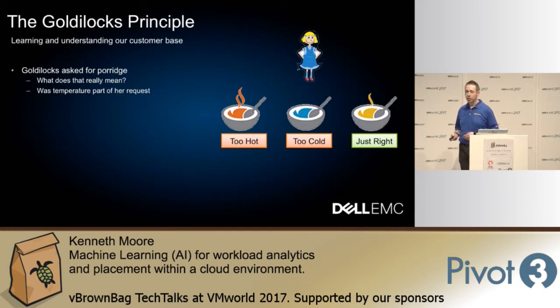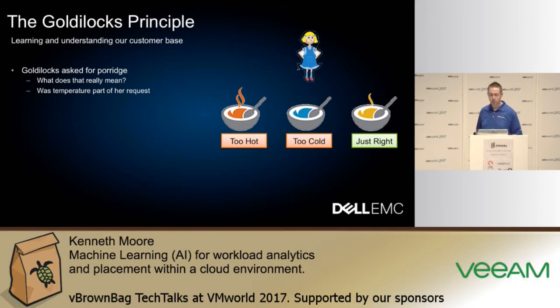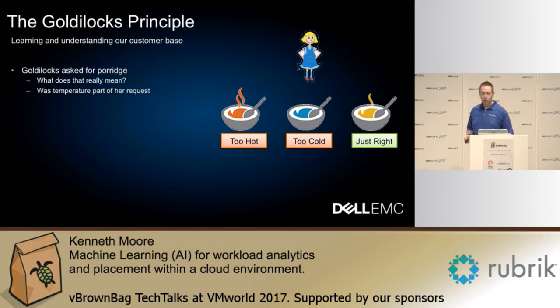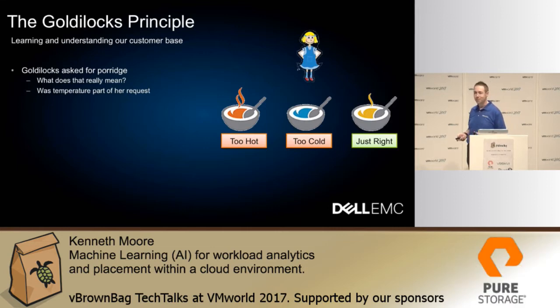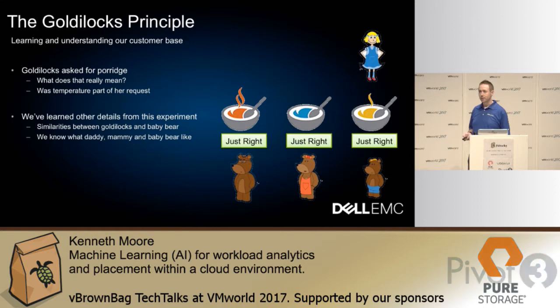A simple story, and this gives us a good example of what I'm trying to do here: the Goldilocks problem, or Goldilocks principle. Goldilocks comes in, she looks for some porridge, and that's all she's asked for. We've given her 3 bowls. Out of those 3 bowls, one is too hot, one is too cold, and one is just right. So why did it take us 3 tries to get this right? How can we go forward and improve upon that? We can learn from this.